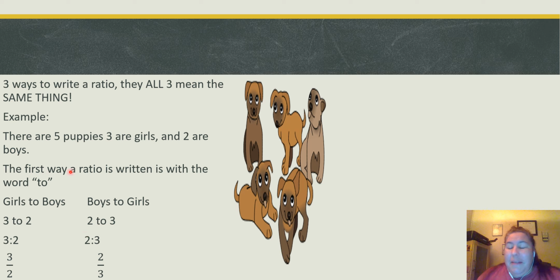The next way that we can write a ratio is by writing it as a fraction. The top part, you would put 3 because that is the part they're asking you for first. That is the numerator. 3 over 2.